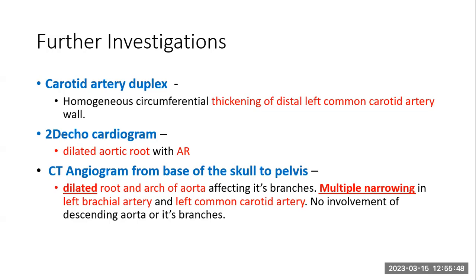They have seen thickening of the left common carotid artery wall, and the 2D echocardiogram revealed aortic regurgitation and a dilated aortic root. CT angiogram from the base of the skull to the pelvis revealed a dilated root and arch of the aorta with branches affected. Multiple narrowing in the left subclavian artery, left brachial artery and left common carotid artery. No involvement of the descending aorta. Renal arteries we have to specially assess because that can be life-threatening. In my patient, that was not affected.